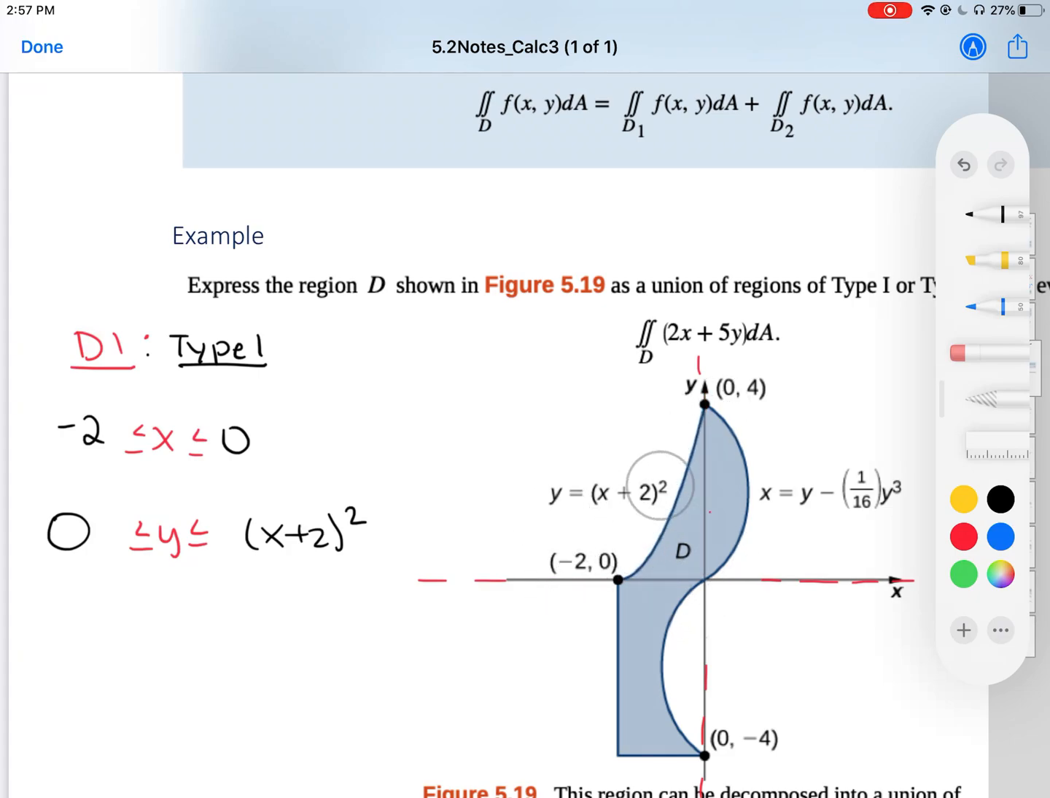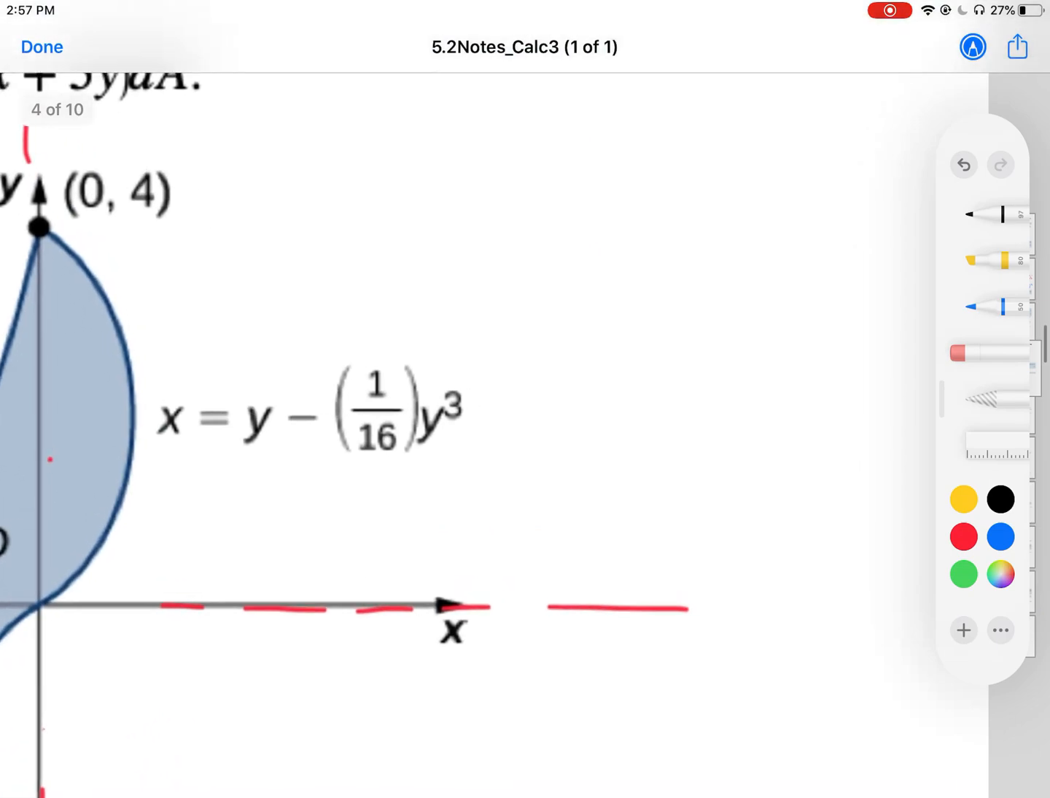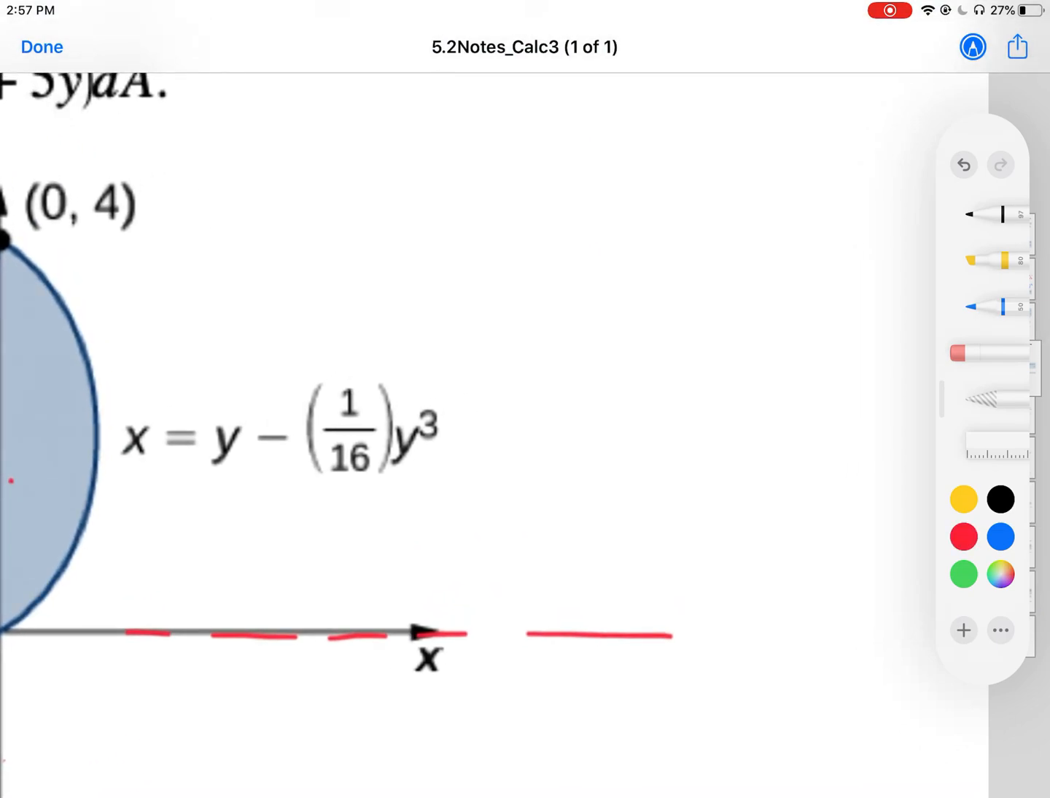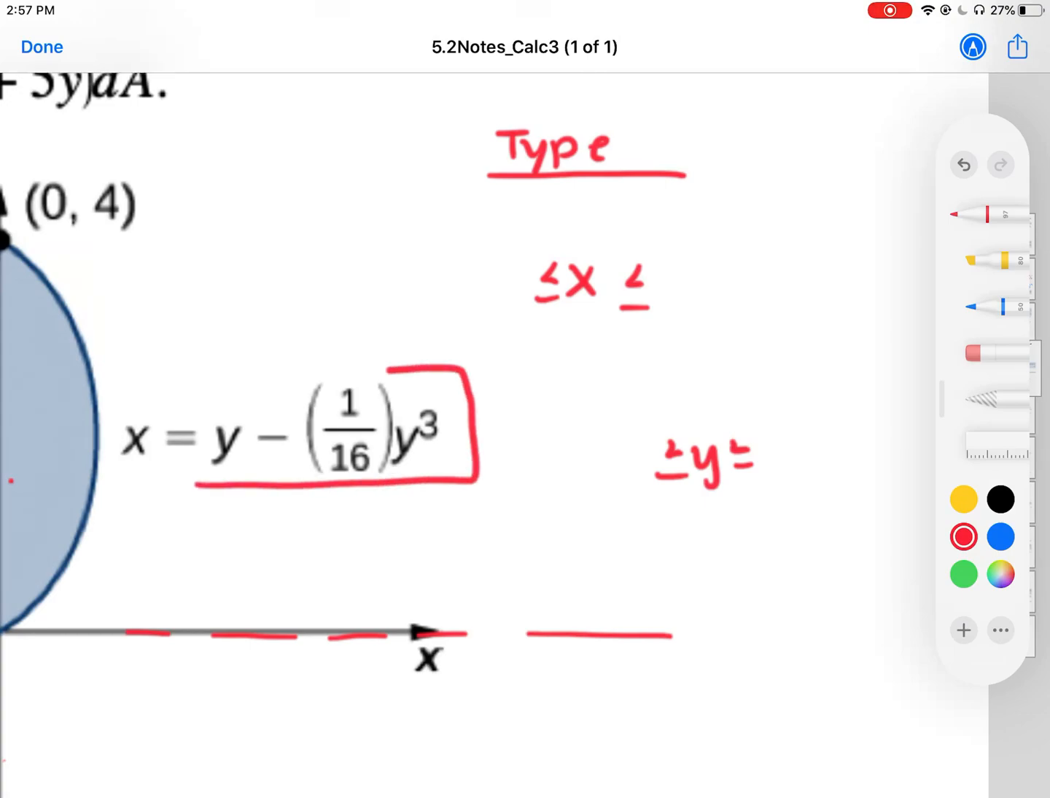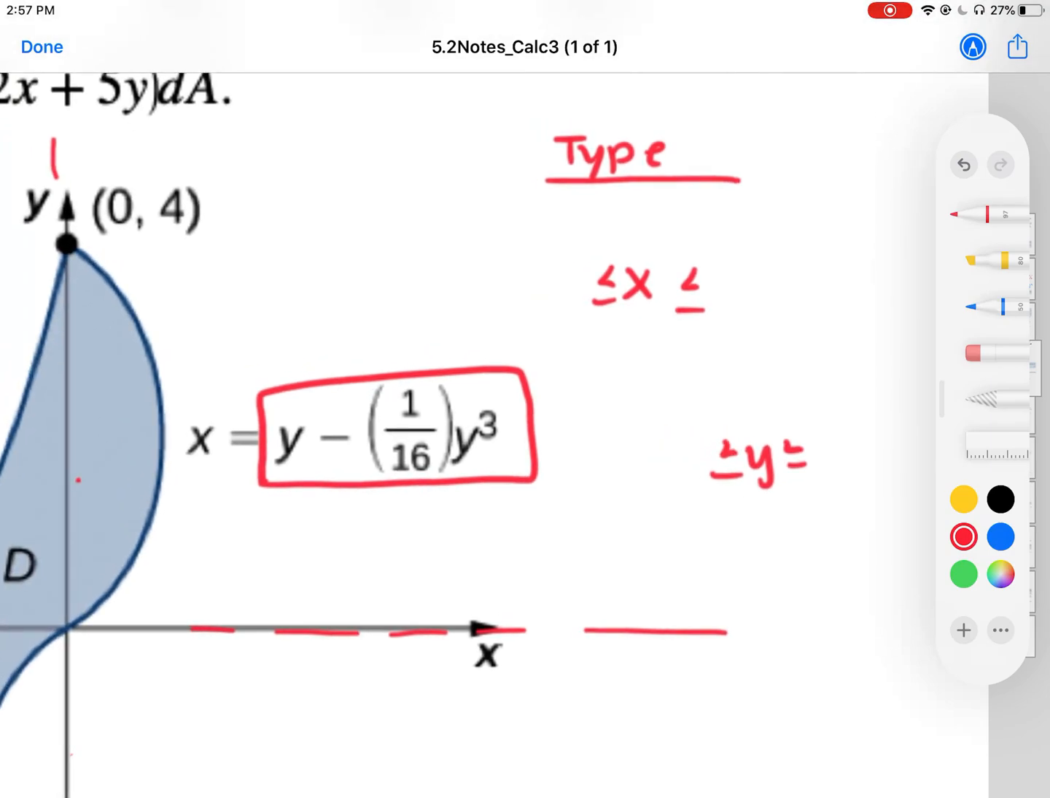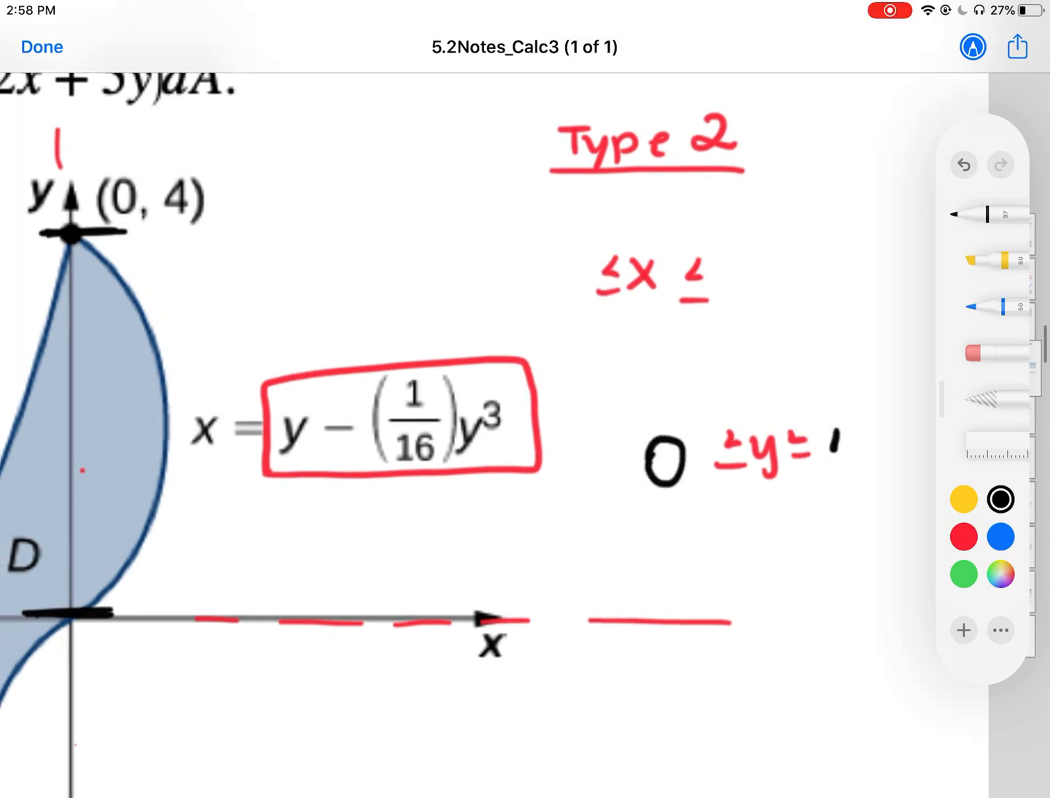Okay, let's take a look at our other function, this one here. So what kind of type would be ideal? Regardless, we still have to write an argument for x and an argument for y. So which one would be the best option? Well, I see our function is an argument of y, so maybe type 2 would be best. So we look at our y's, it goes from 0 to 4.